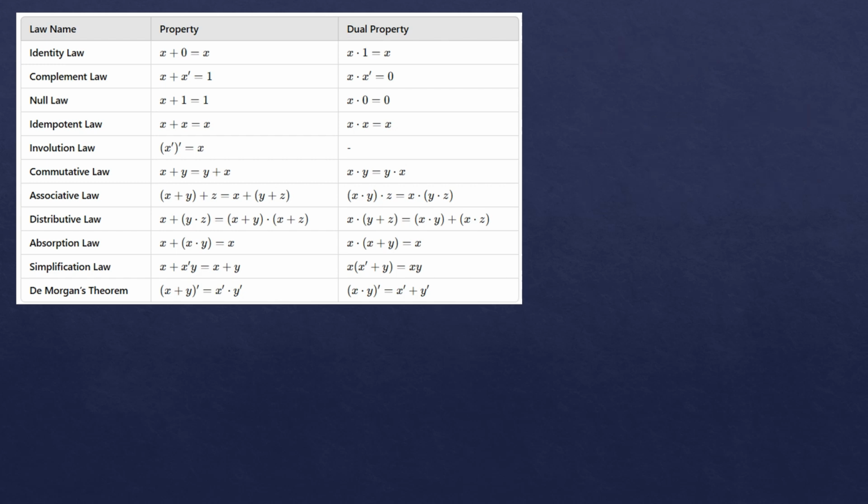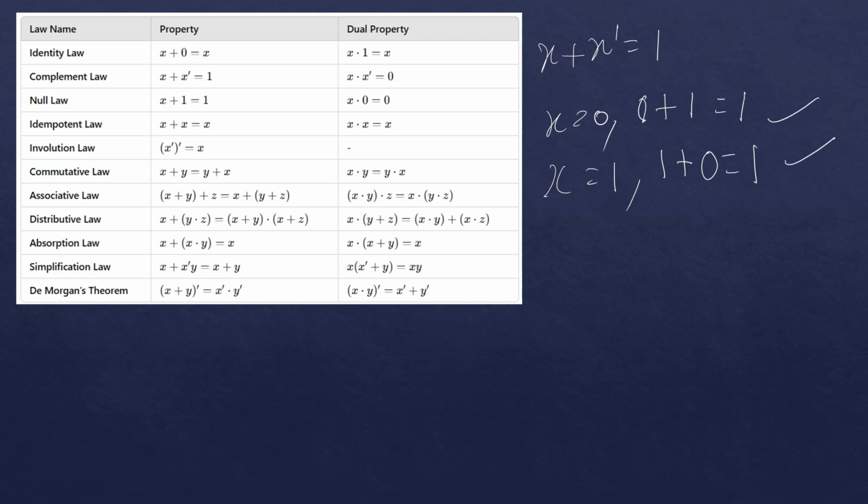Next, move to the second property, that is the complement law. You can prove it using the same method: x plus x dash equals 1. When x is equal to 0, we have 0 plus x dash, which is 0 bar. So 0 bar is 1, giving 1. We have proved it. The second condition, x is equal to 1: 1 plus 1 bar. 1 bar is 0, so the result is 1. In both conditions we get 1, as already stated. So that is the complement law.